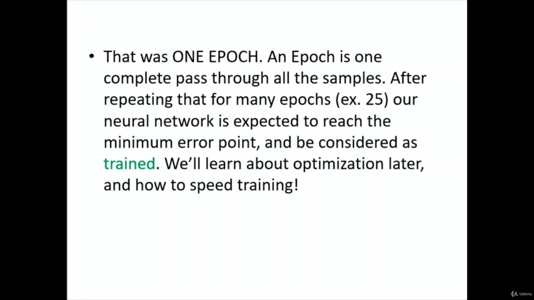After you repeat this for many epochs, usually in neural networks it requires from 25 to 60 epochs depending on your application, and it can also require more. It all depends on the application you're doing. After repeating this for many epochs, the neural network is expected to reach the minimum error point and can be considered trained. We're going to talk about the optimization algorithms in a separate section, which we'll be discussing very soon.